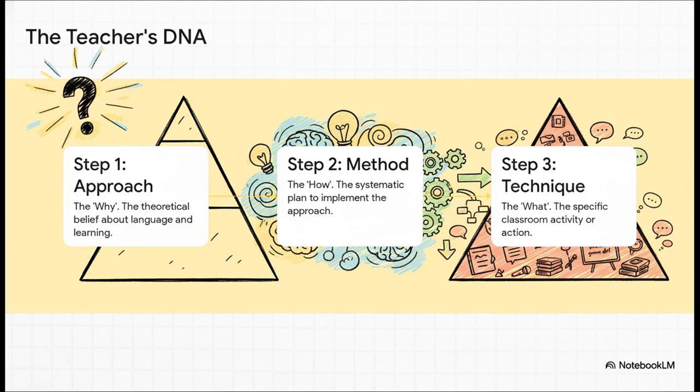The easiest way to think about it is like a pyramid. At the very top, you have the approach. This is the big why. It's the philosophy, the core belief about what language even is and how we learn it. Right below that, you've got the method. That's the how. This is the game plan, the system for actually putting that philosophy into practice.